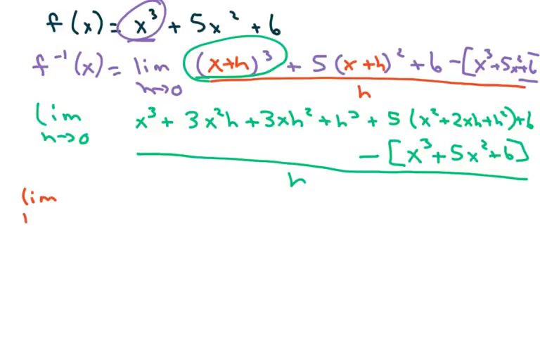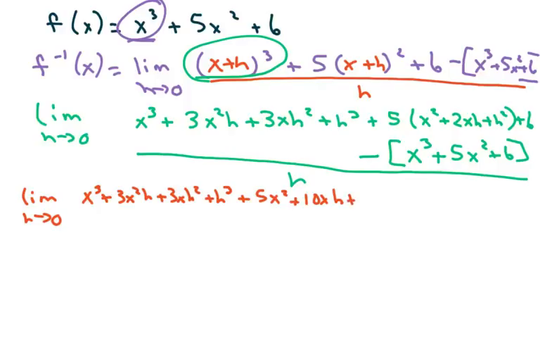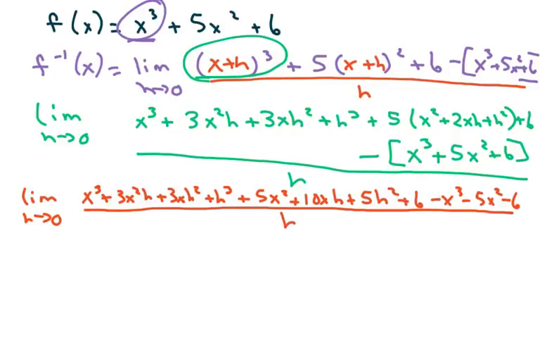So the limit as h approaches 0 of x cubed plus 3x squared h plus 3xh squared plus h cubed. Now go ahead and distribute plus 5x squared plus 10xh plus 5h squared plus 6 minus x cubed minus 5x squared minus 6 all over h. Now, let's cancel out what we can. These two cancel. My 6's cancel. And everything that should be left should have an h in it. I don't think any of those can cancel out.